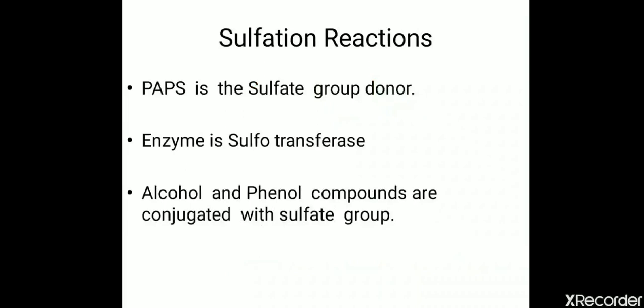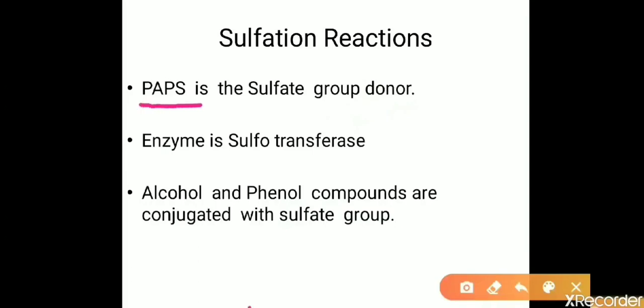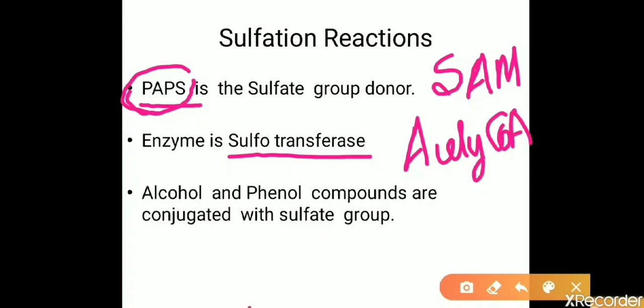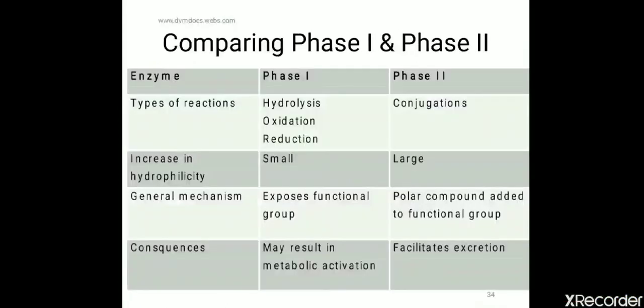Coming to the sulfation reaction. In sulfation reaction, the sulfate group is donated by phosphoadenosine phosphosulfate, and the enzyme is sulfotransferase. So for sulfation reaction, the sulfate group is donated by phosphoadenosine phosphosulfate. And for methylation reaction, methyl group is donated by S-adenosyl methionine. And for acetylation reaction, acetyl group is donated by acetyl-CoA. So that's all regarding phase 2 metabolism.